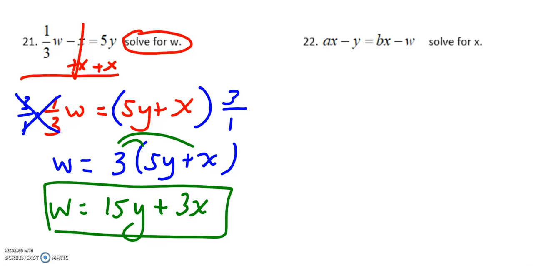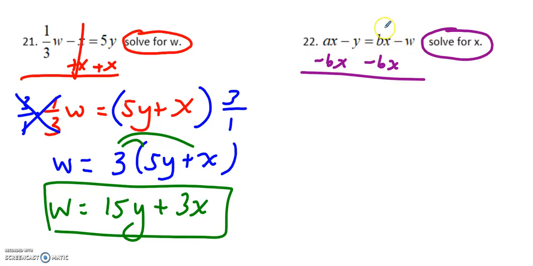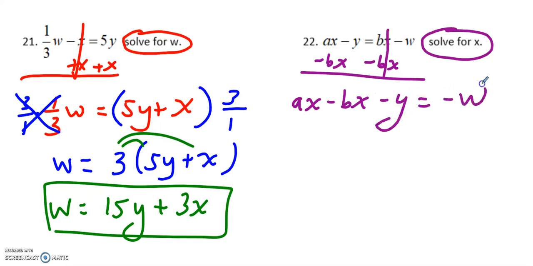Last but not least, we have number 22, where every example so far, we have only had one of the variable we're trying to solve for, but this time, if we're trying to solve for x, I know that there's an x on this side and an x on this side. So my first step would be to get the x's together on the same side at least. So if I do that, the bx's cross out. I would have ax minus bx minus y equals negative w.